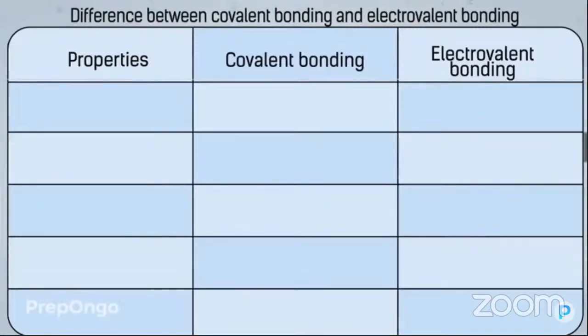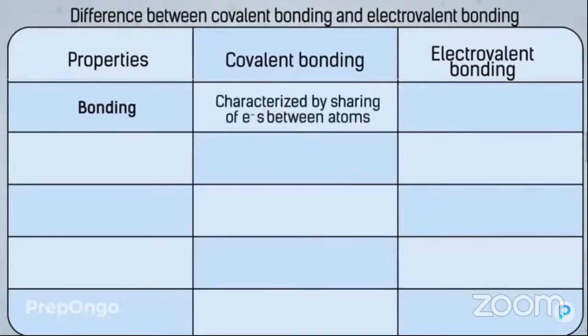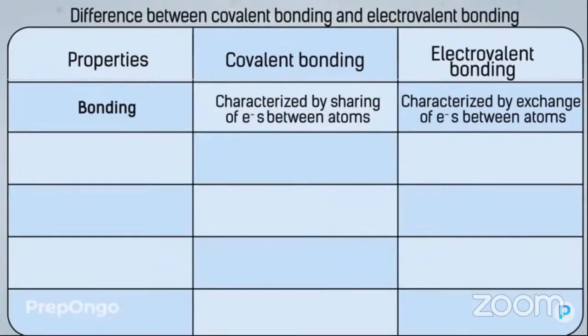Now the first property which we are going to see is formation or the bonding. The covalent bonding is a form of chemical bonding between two non-metallic atoms which is characterized by the sharing of pairs of electrons between atoms of different elements. The electrovalent bonds are the ionic bonds which are formed by giving and taking of electrons. So you see that the covalent bond is between the non-metals and the electrovalent bond is between metals and non-metals.